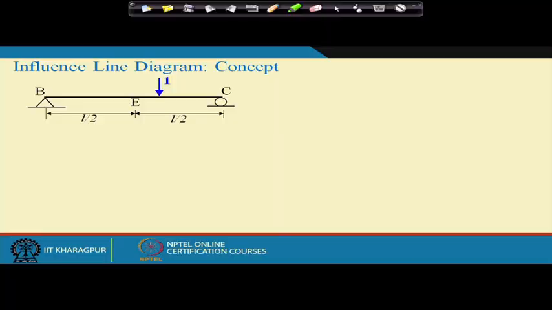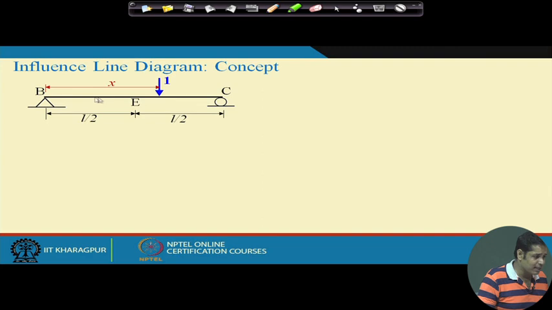Suppose this load is at a distance x from B. This x is continuously changing for different positions of the load. We have the position of the load with different values of x. Let us find out, for a given value of x, for a given position of the load, what will be the internal forces and support reactions.